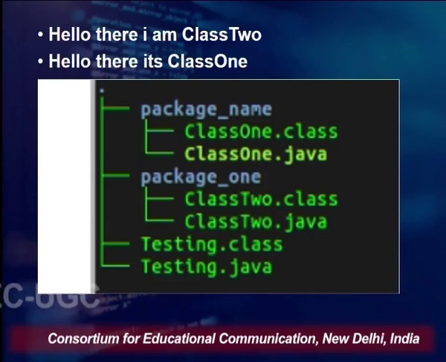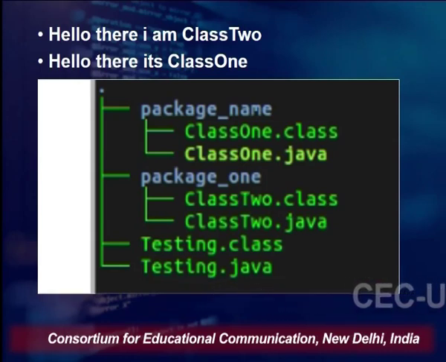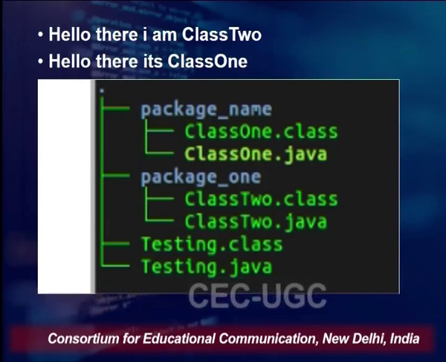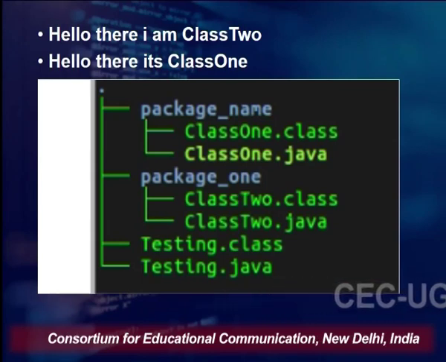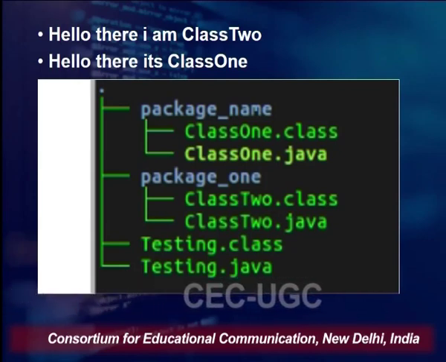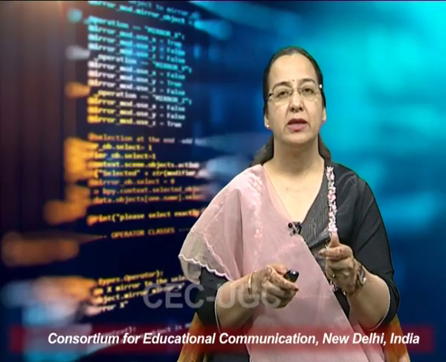So, here is the whole structure being formed inside the system: package_name having class1.class and class1.java, package_1 having class2.class and class2.java, and outside these two packages, if you look at the hierarchy or the indentation, there is testing.java, and corresponding to it there is testing.class. I hope you now have a picture of how these packages are going to be stored.